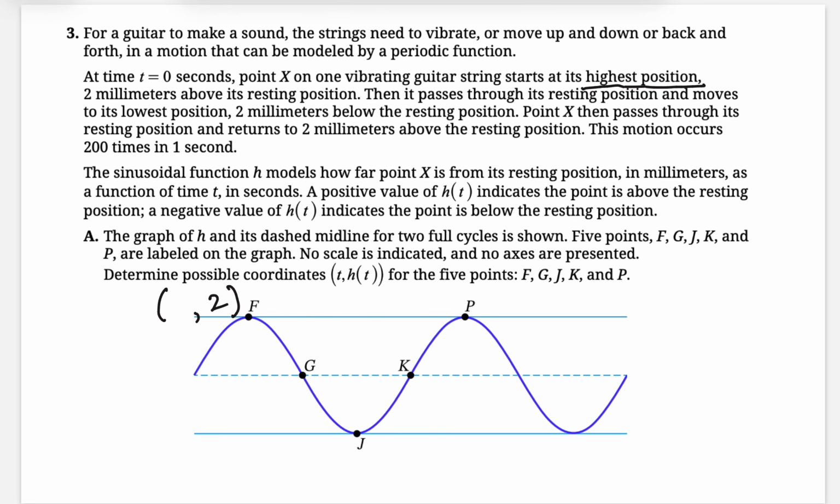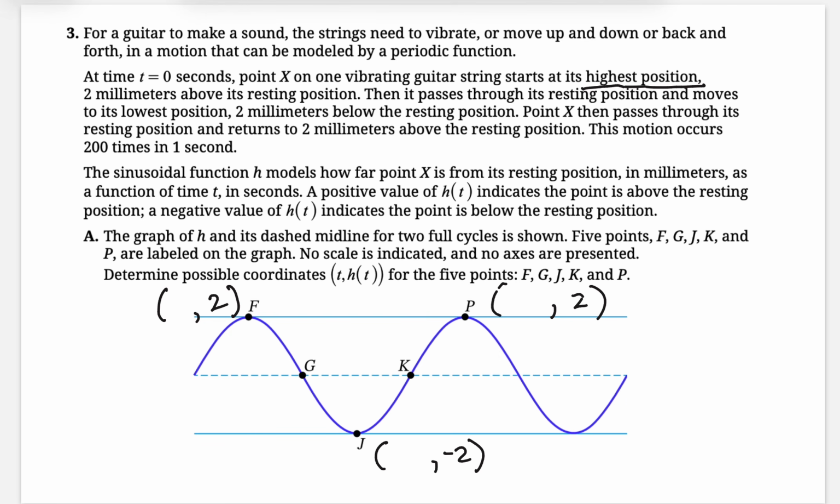It then says it passes through the resting position and moves to its lowest position, which is 2 millimeters below the resting position. So that tells me that J, my Y value, is going to be -2. And then point X moves through its resting position and returns to 2 millimeters above the resting position. So at point P, we're back at 2. And then it says this motion occurs 200 times in 1 second.